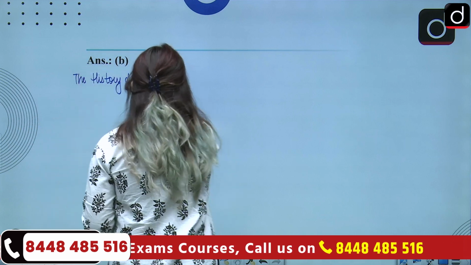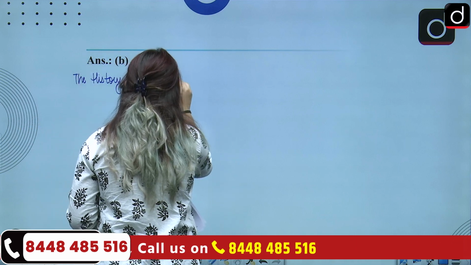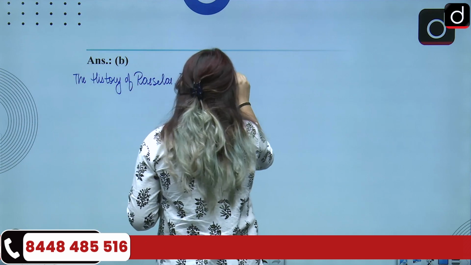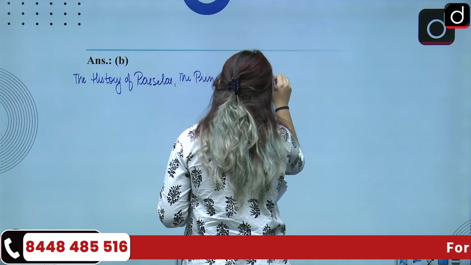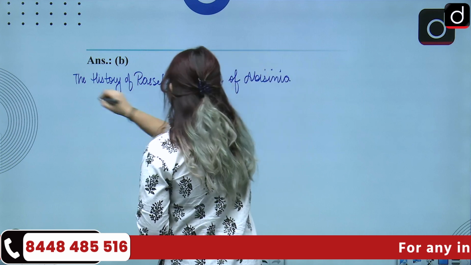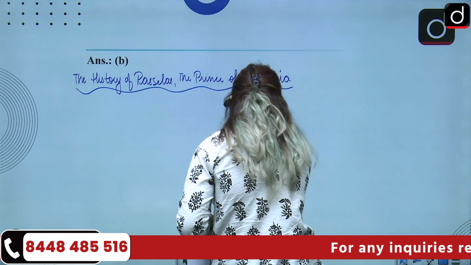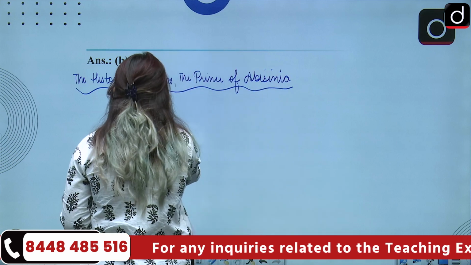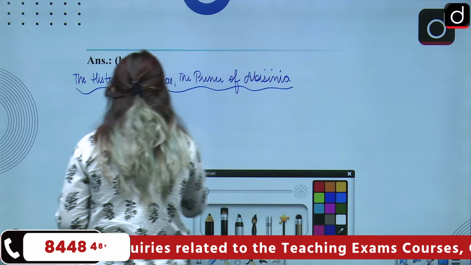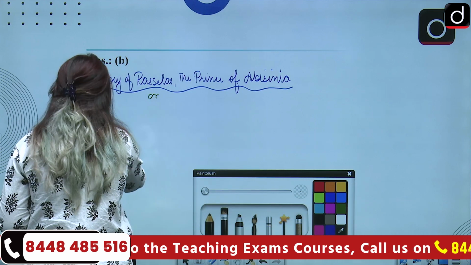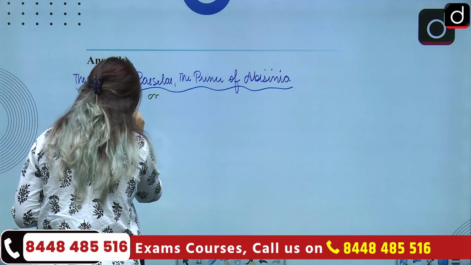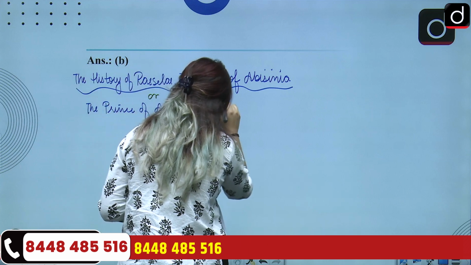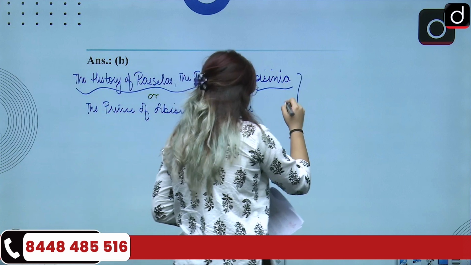Rasselas, Prince of Abyssinia. Okay, this was the full title. It is also known by another name, The Prince of Abyssinia. Subtitle, A Tale. Both are the same works, okay.